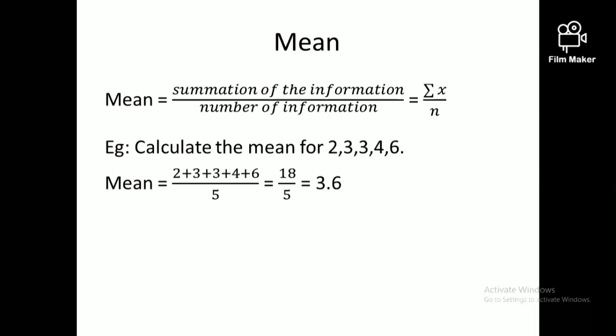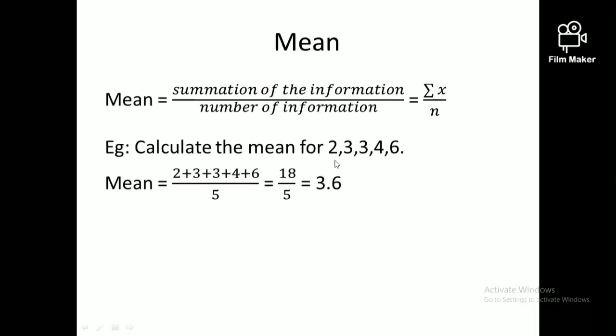The definition of the mean is the summation of the information divided by the number of information. That is a simple idea. This notation is called summation: add all the information and divide by the number of information. For example, the information are 2, 3, 3, 4 and 6. If you want to find the mean, you have to add, this notation is sum, add this information: 2 plus 3 plus 3 plus 4 plus 6, divided by the number of information.